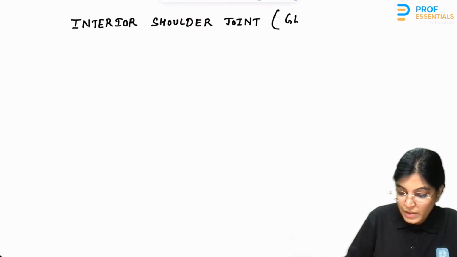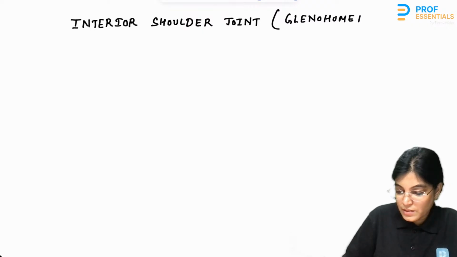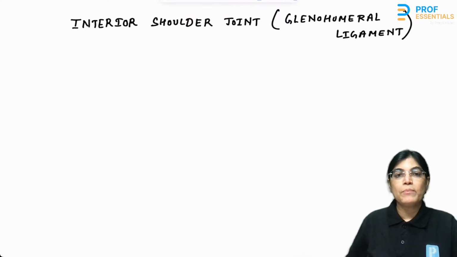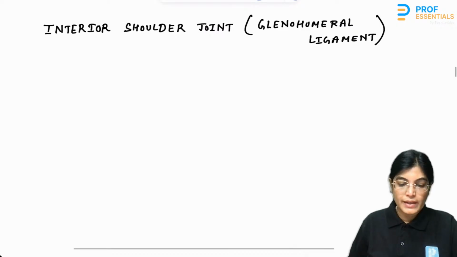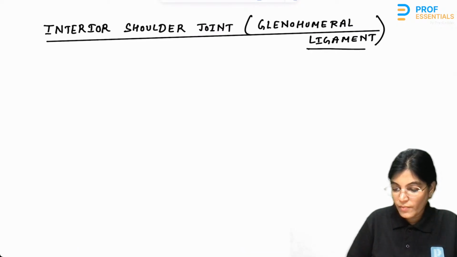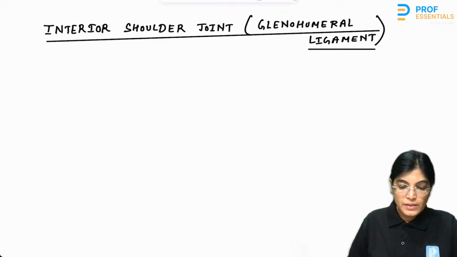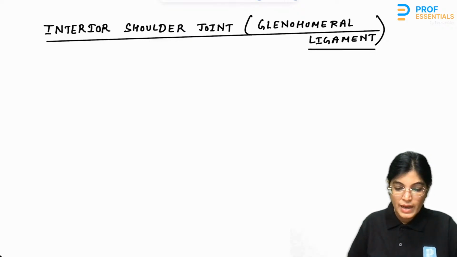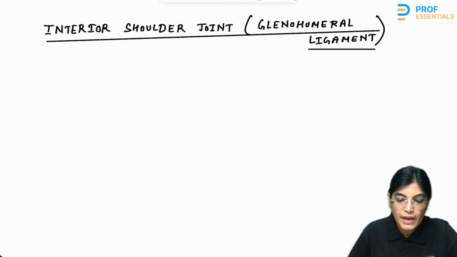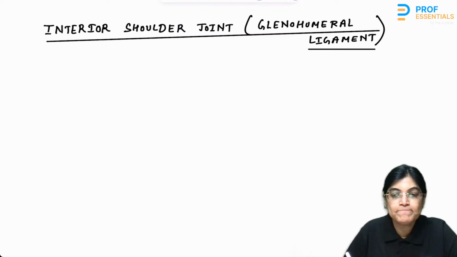In bracket, write down glenohumeral ligament. So obviously, whenever the interior is shown, then only we will be able to appreciate the glenohumeral ligament. Okay, so this is one diagram which you have to make. Again, here we have to draw images. So actually, we have to draw the glenoid labrum.